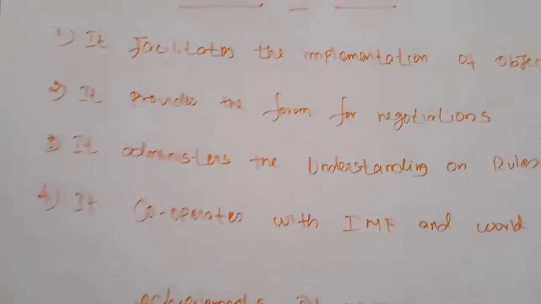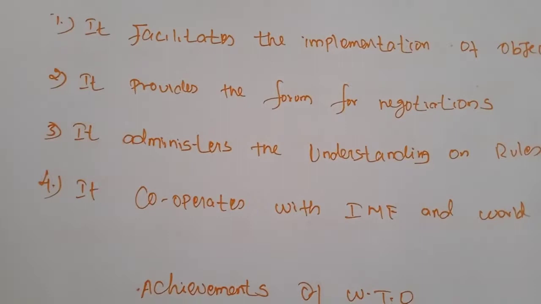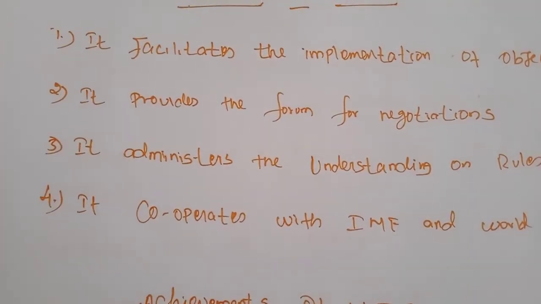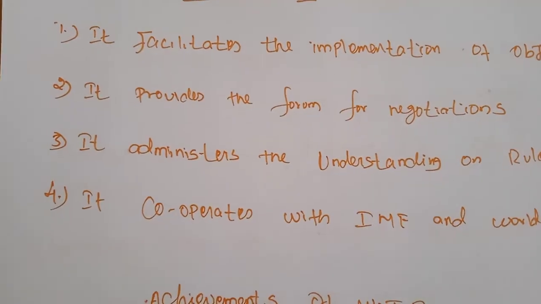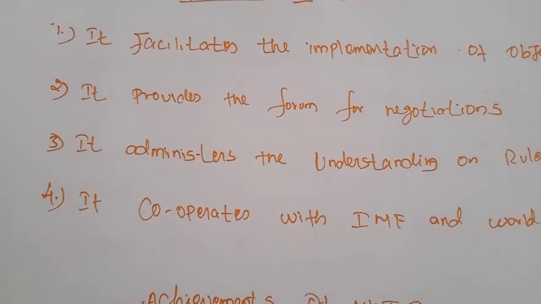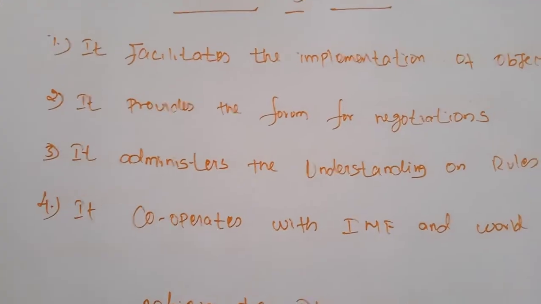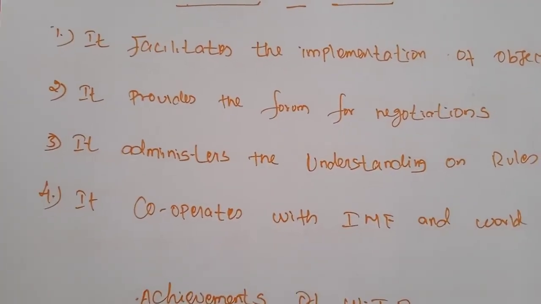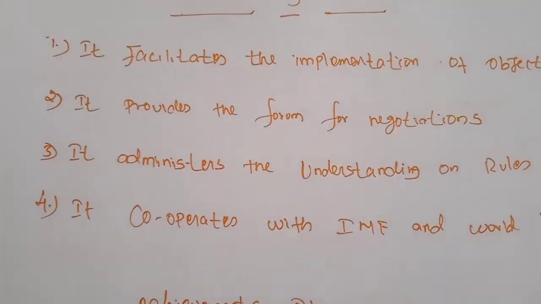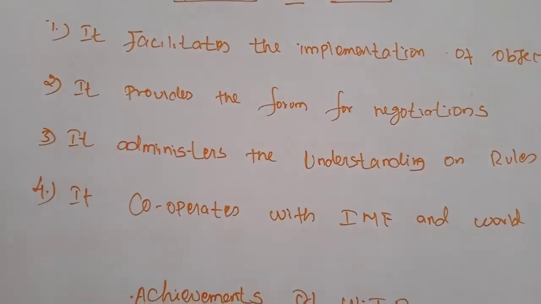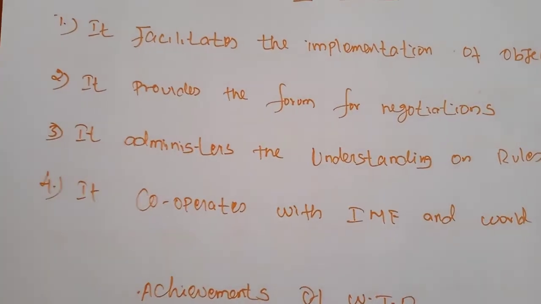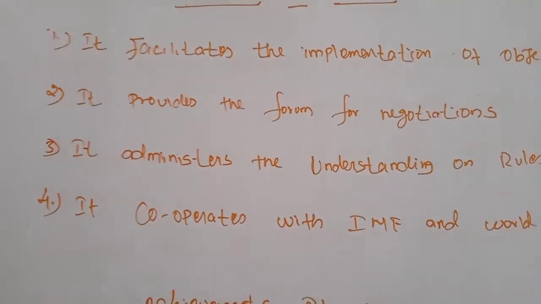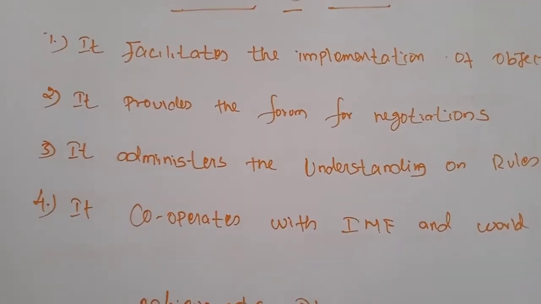Next, the World Trade Organization provides the forum for negotiations among its members concerning their multilateral trade relations in matters relating to their agreements. So on the basis of the agreements, whatever negotiations are implemented, or if any negotiations have taken place, the World Trade Organization provides a forum.